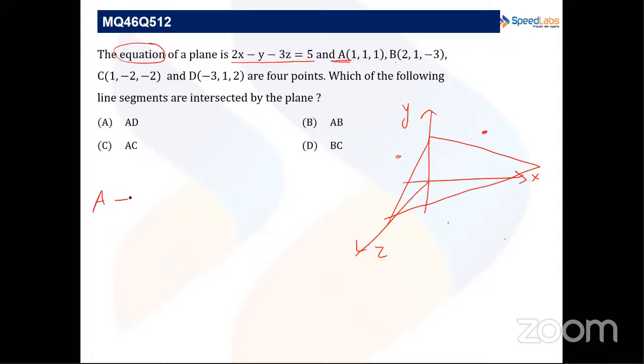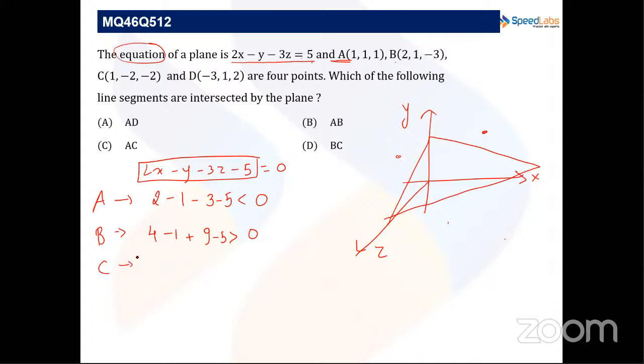So for point A, the value is 2 minus 1 minus 3. This value is negative. For point B, our value will be 4 minus 1 plus 9. This value will be positive. No need of calculating. Oh, sorry. 5 is there, na? Minus 5. And this is also minus 5. Rewrite this equation as 2x minus y minus 3z minus 5 equals to 0.